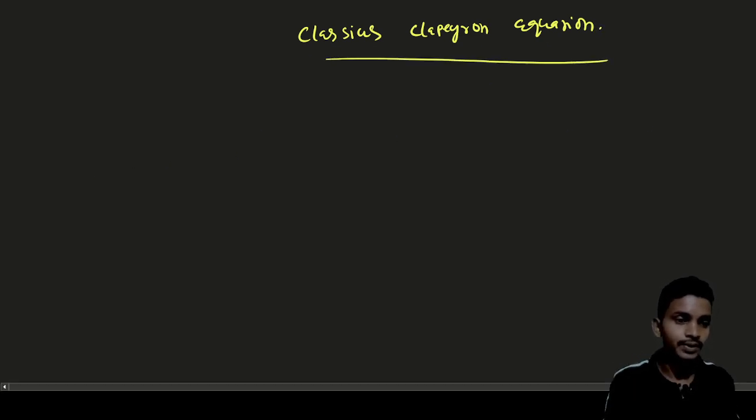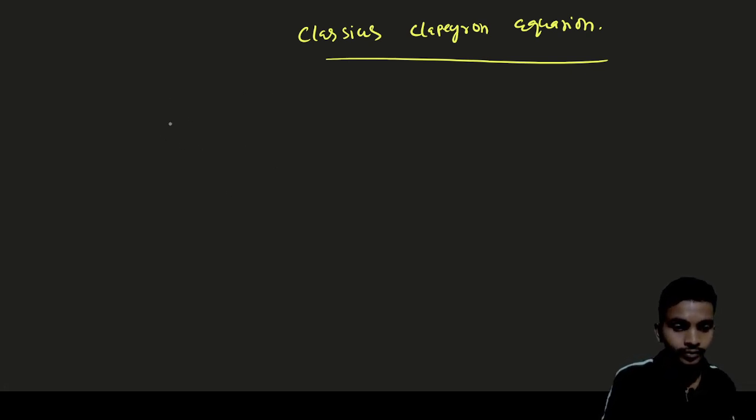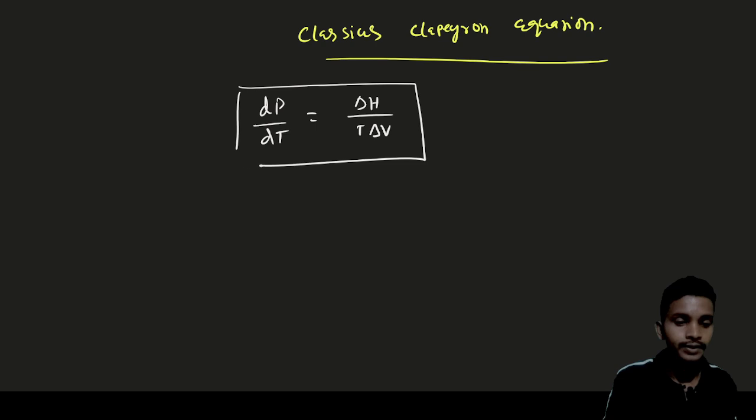What does that equation say? This equation says dP/dT = ΔH/(TΔV). This is the Clausius-Clapeyron equation. What is ΔH here? This is the heat of phase transformation.